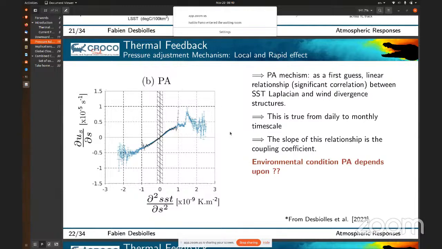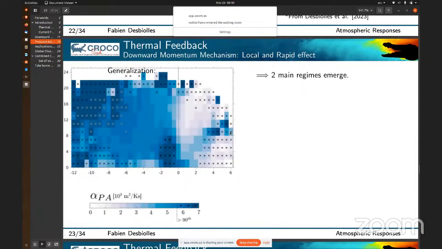So let's try to find the environmental conditions that can favor this pressure adjustment and can favor this angle of the slope, right? Same, we are used to that plot now. The darker the color, the more important the coupling coefficient. And if there is a cross, that means that it's not significant. And what we see is that two main regimes appear.